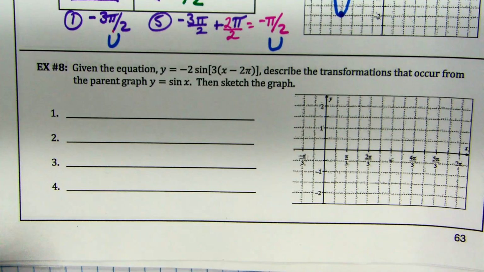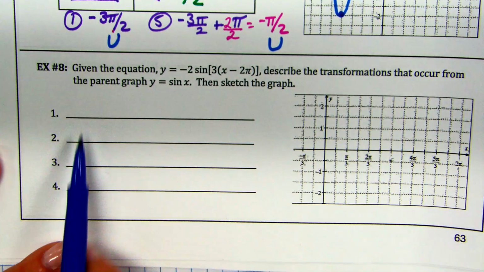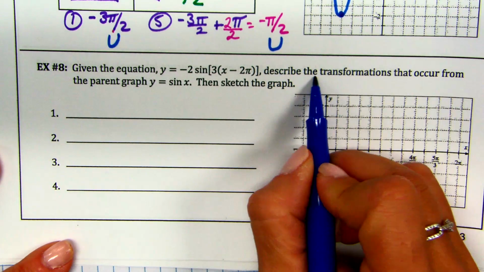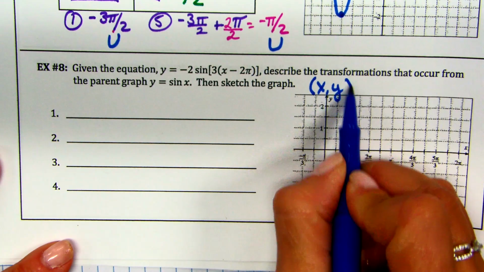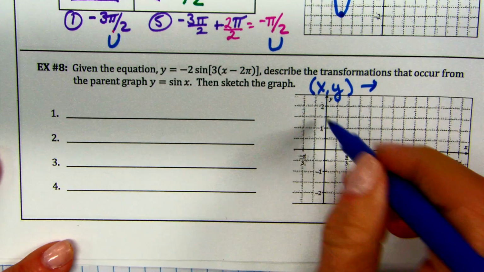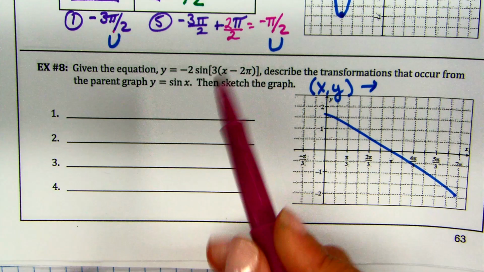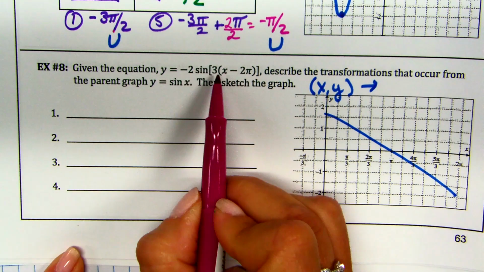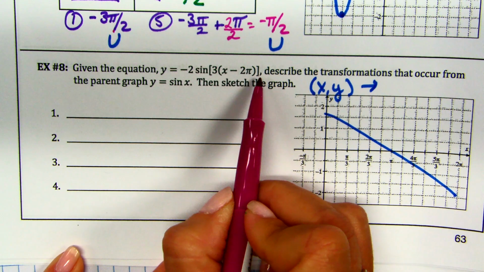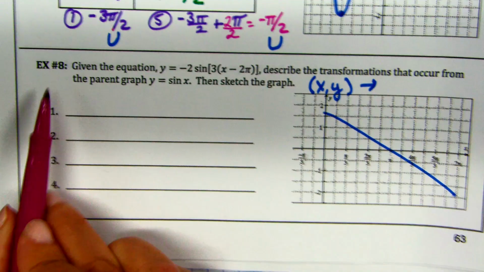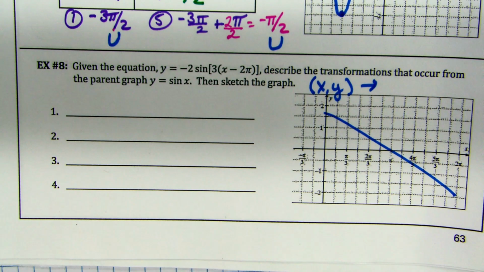Also review is being able to describe all the transformations, and we're going to do the rule afterwards. And we're not going to graph it. So if I go through this, I see a negative, I see a 2, I see a 3, and I see a negative 2 pi. There's 4 different transformations going on, in any order you can list them. Let's try to use our varsity math language and go through those.